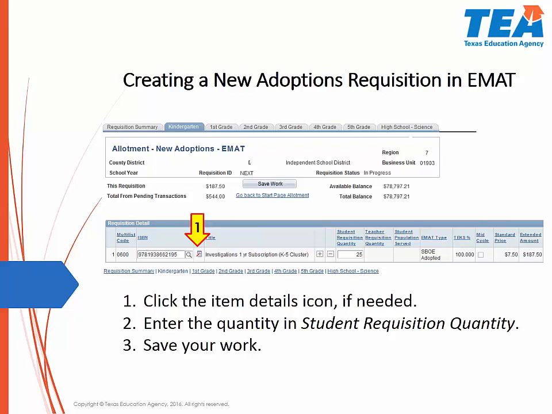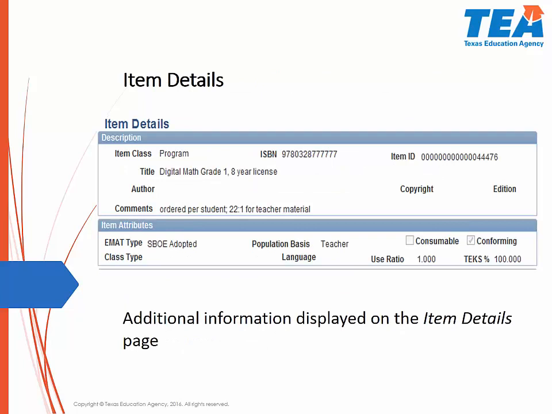Then you will enter the amount of student editions needed. Always save your work here to avoid any lost progress. On the item details page, you will find the title, any comments that will help you see what's included in the package, and the TEKS percentage the item covers.